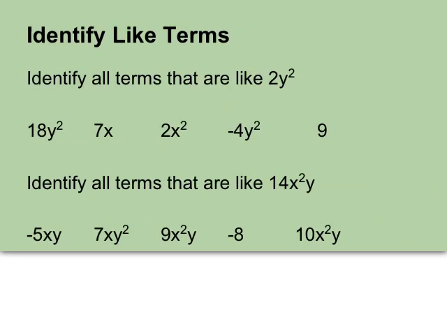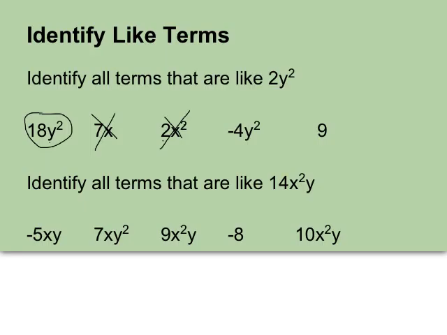Let's go through this list and identify all the terms that are like 2y squared. So if we go through, we've got 18y squared. Y and a y raised to the second power. They're the same variable, same power, they are the same. 7x and 2y squared do not have the same variable. 2x squared and 2y squared have the same coefficient. They have the same power, but they do not have the same variable. So we would say, no, those are not like terms.